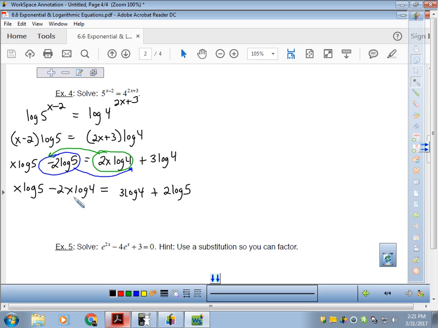At this point, once you've separated the x's and put them on the same side, both of these terms on the left-hand side have x in them. If something is in common between two things, we can factor it out. So I can actually factor an x out. When I pull it out of this first term, it leaves behind the log 5. Minus, when I pull the x out of this term, it's going to leave behind that 2 and that log 4.